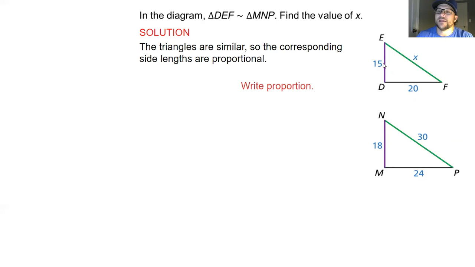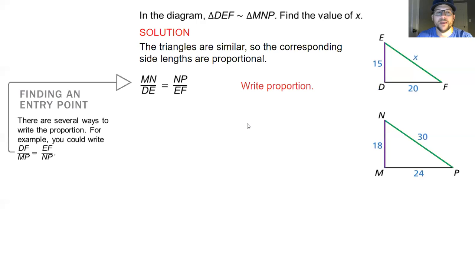So we're going to pick 18 and 15, X and 30. Remember, one of them has to include the X because that's what you're going to solve for. If you want to use 20 and 24 as your first ratio, that's totally fine, but you must use X and 30 because that's what we're trying to solve for. Those are your corresponding parts.